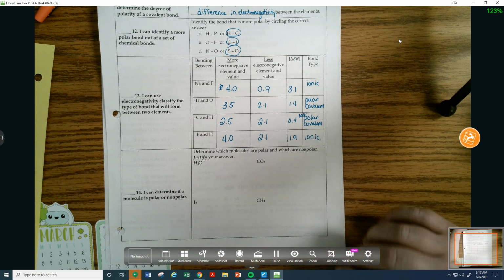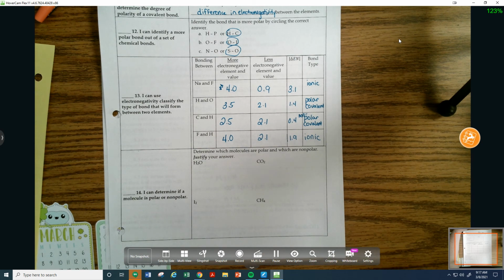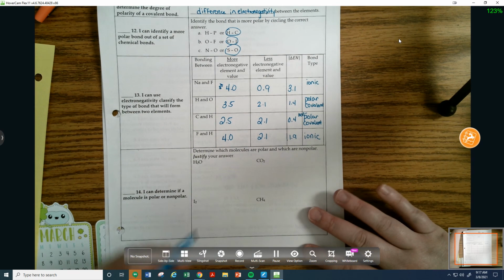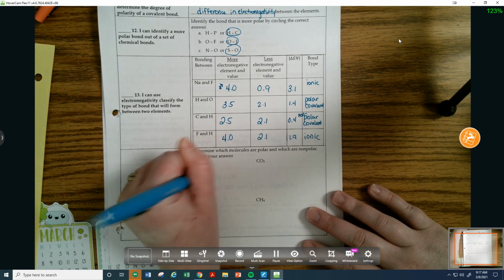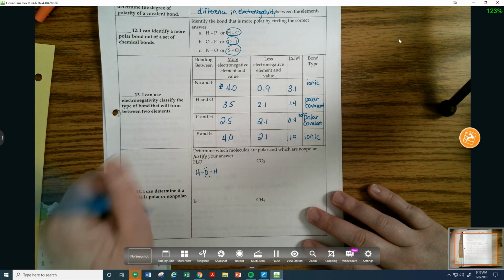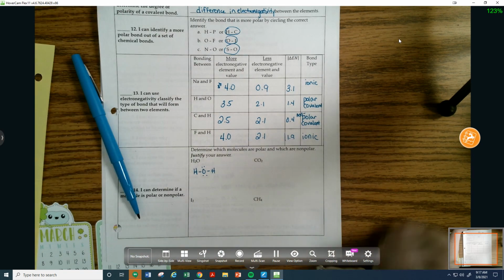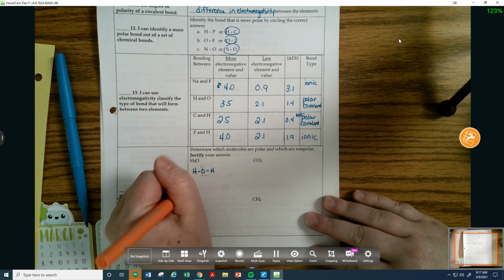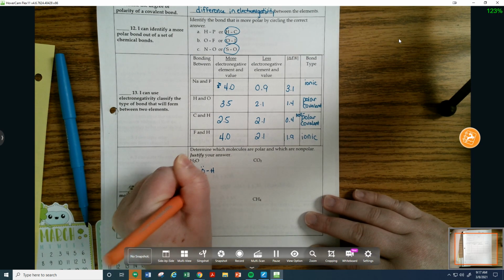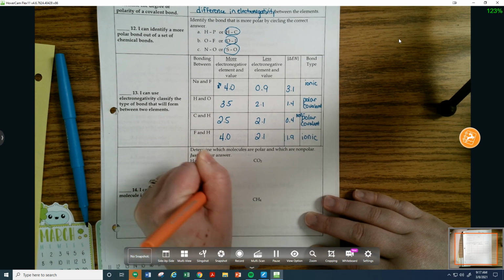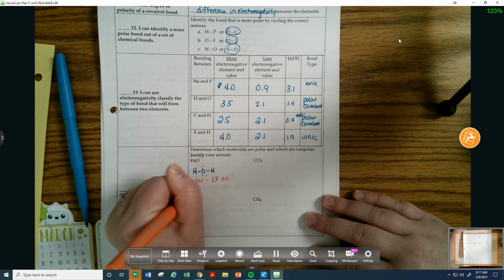So then the last topic, learning target as well for this particular lesson, is looking at the overall molecule and deciding if it's polar or not. This one, we just drew water not too long ago. So then it wants to know what's the deal. This is going to be a polar molecule, and it's because you have lone pair on the central atom.